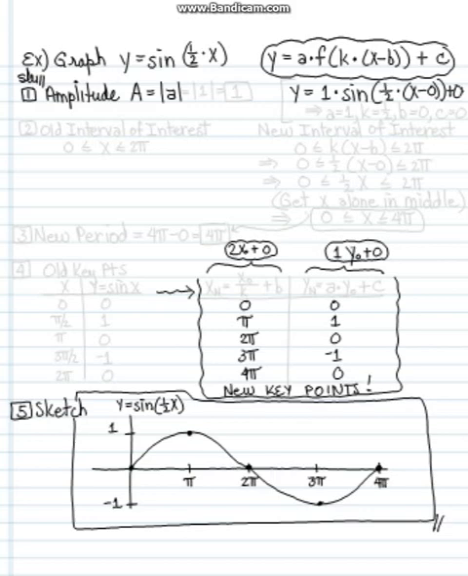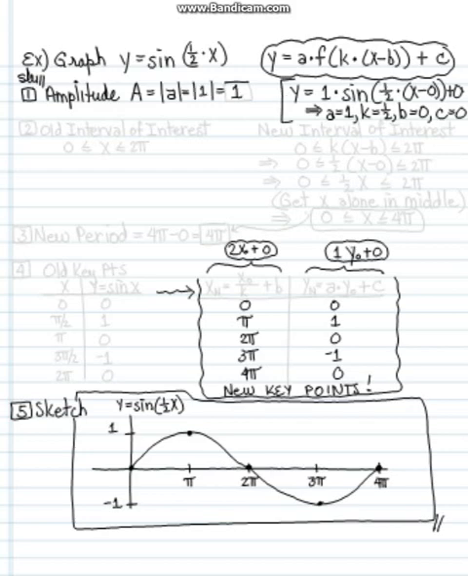Now look what I've written. Y equals 1 times sine, parenthesis 1/2 factored out of parenthesis x minus 0, close parenthesis, plus 0. Is that the same as the function they gave us, y equals sine of 1/2 x? Yes, it's the same. It's just written very carefully. So now I can identify all the parts. The a value is 1. The k value is 1/2. The b value inside the parenthesis is 0, and the c value outside the parenthesis is also 0.